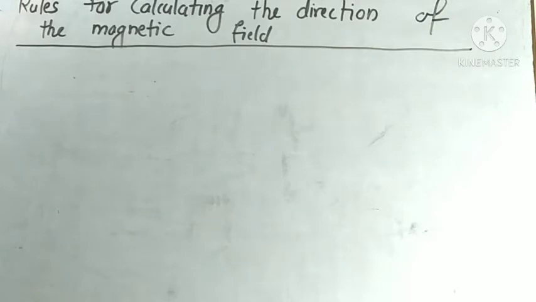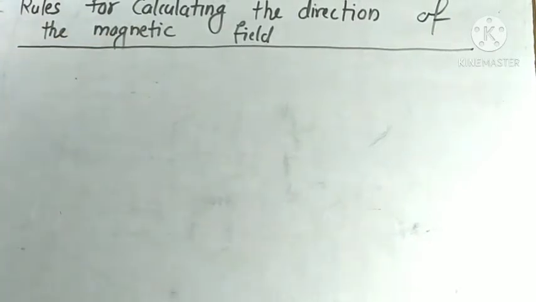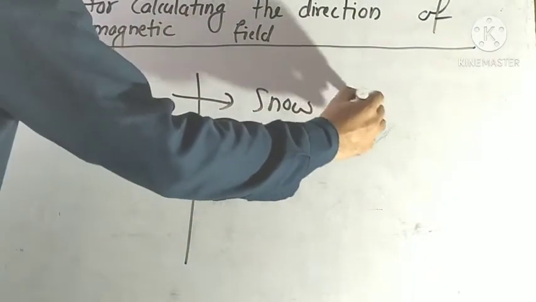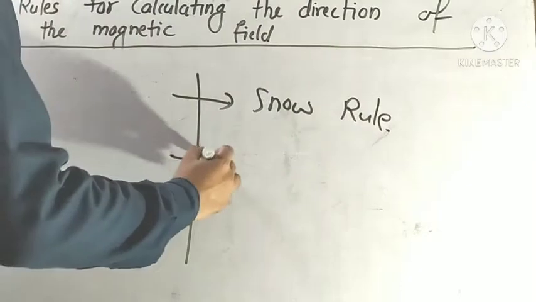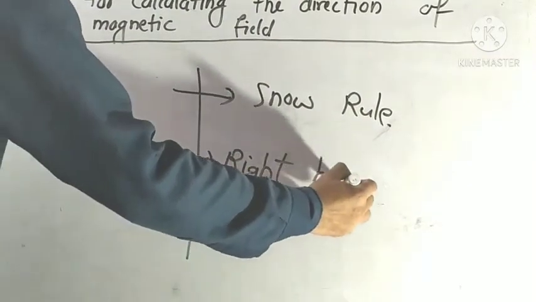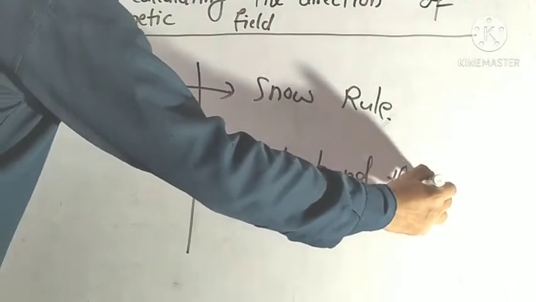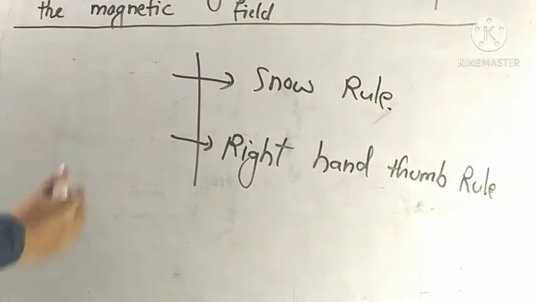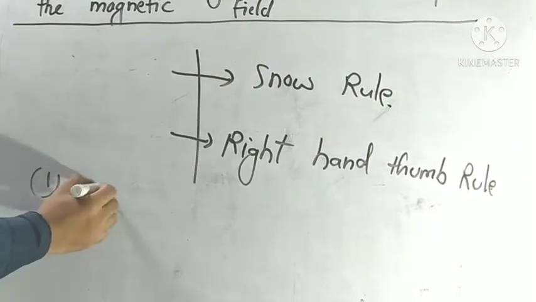Today our topic is rules for calculating the direction of the magnetic field. Here we discuss two rules. First rule is Snell's rule, and second rule is the right hand thumb rule. Okay, so we first see that snow rule.